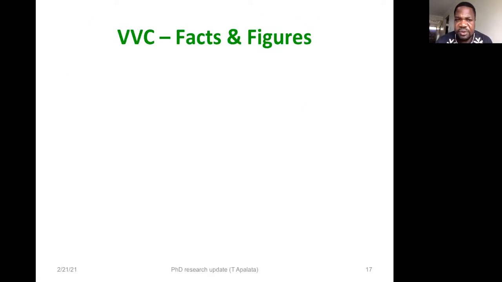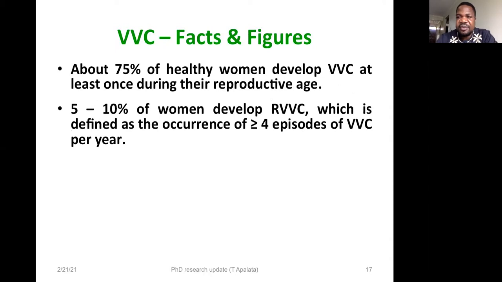Now, let's look at a case of vulvovaginal candidiasis. Vulvovaginal candidiasis, as I said with bacterial vaginosis, are not sexually transmitted infections, but they are among the commonest causes of vaginitis in women. So 2 out of 3 women, or 3 out of 4 healthy women, will develop vulvovaginal candidiasis at least once during their reproductive age.